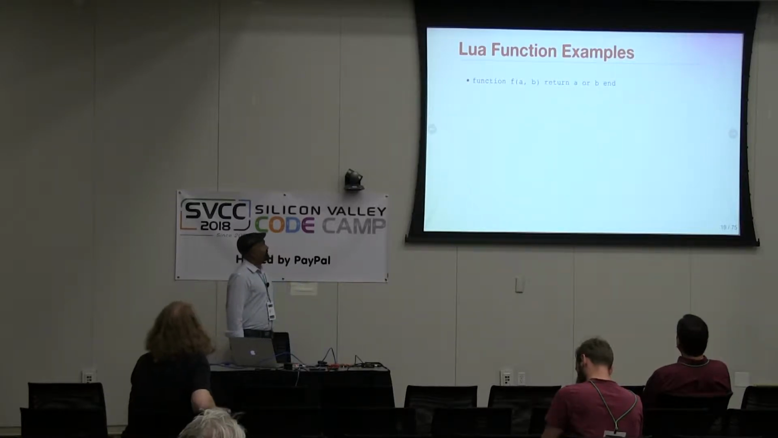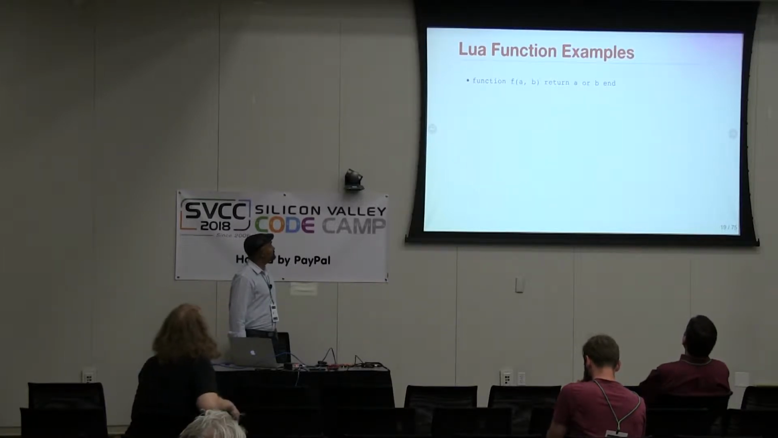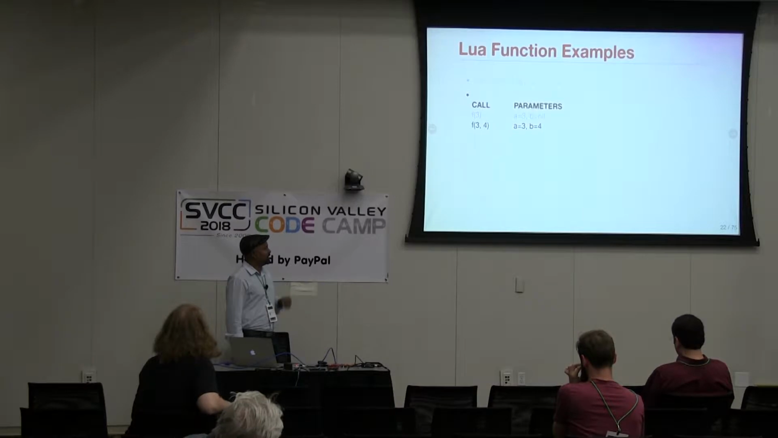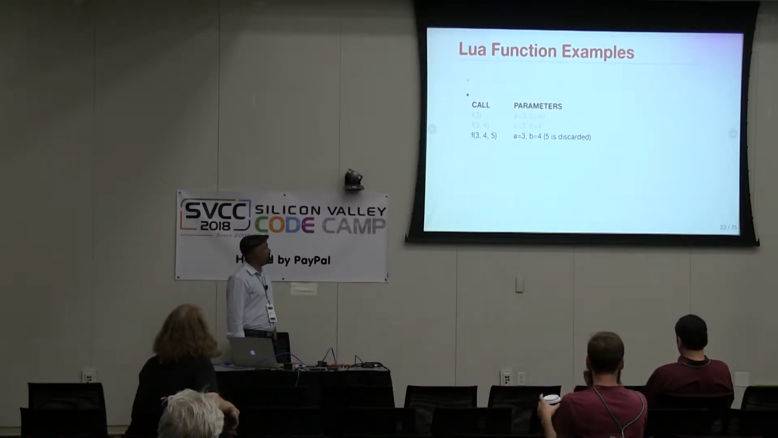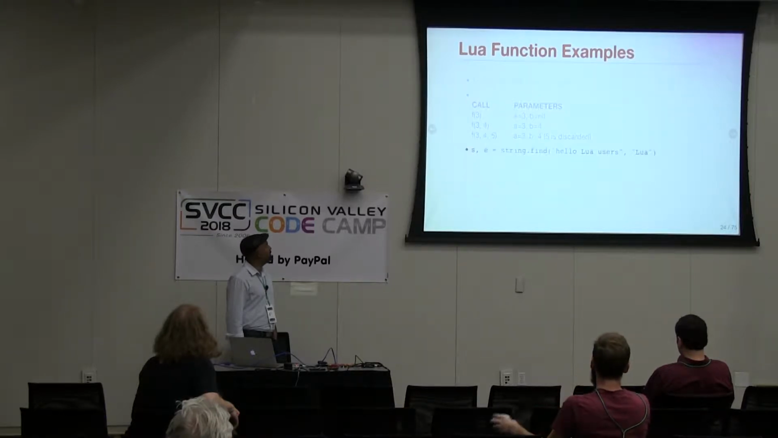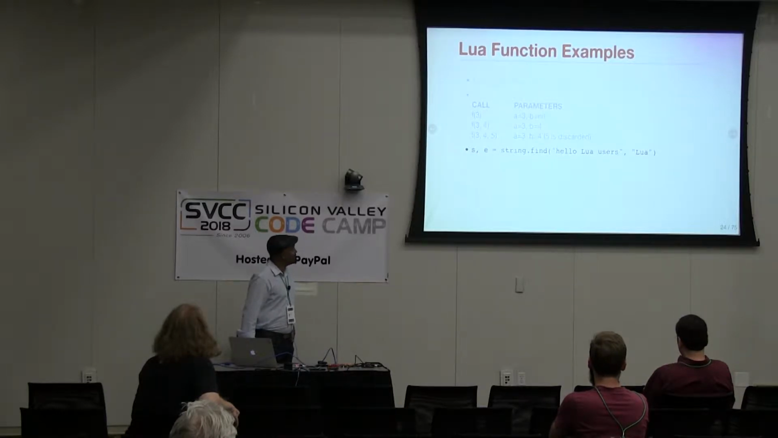So let's look at an example of a function. Let's say function f takes a and b. If you call that with just one parameter, with a 3, a gets assigned 3, and b is assigned nil. With 2 parameters, it works as we expect, but if you pass more, it'll just discard the last one or any subsequent parameters. Here is a library function example that returns multiple values.